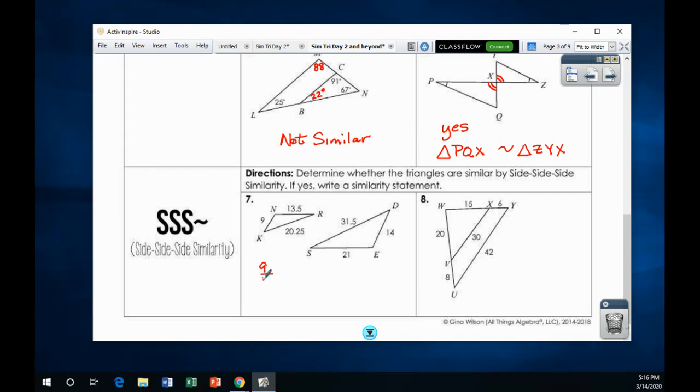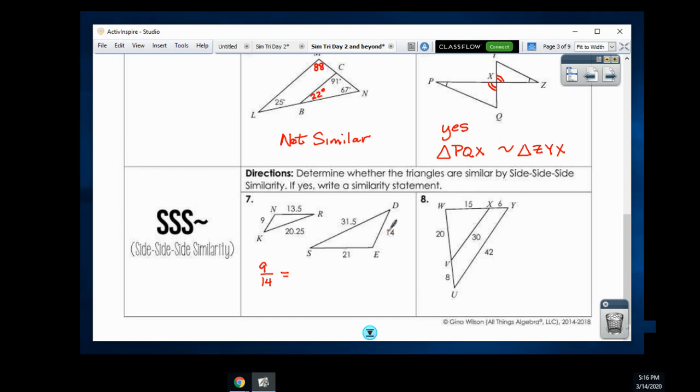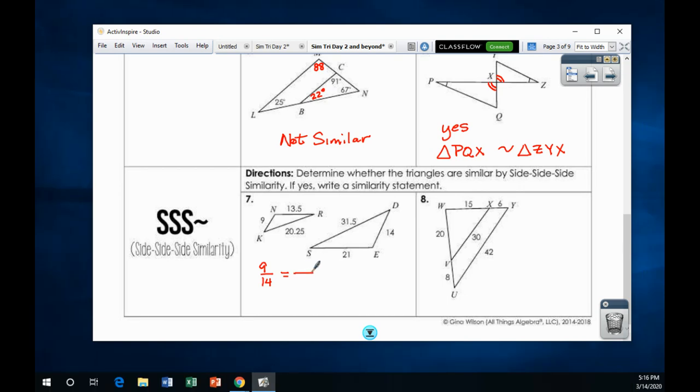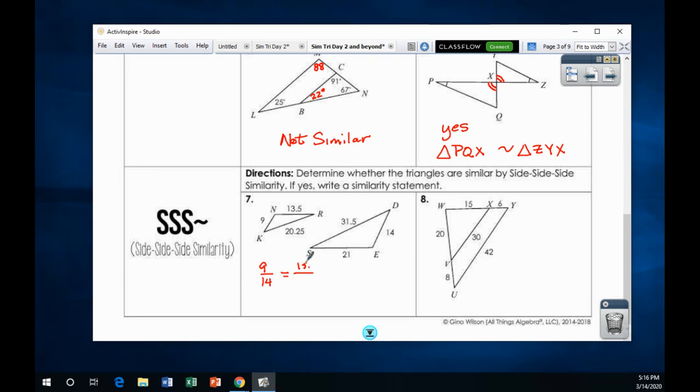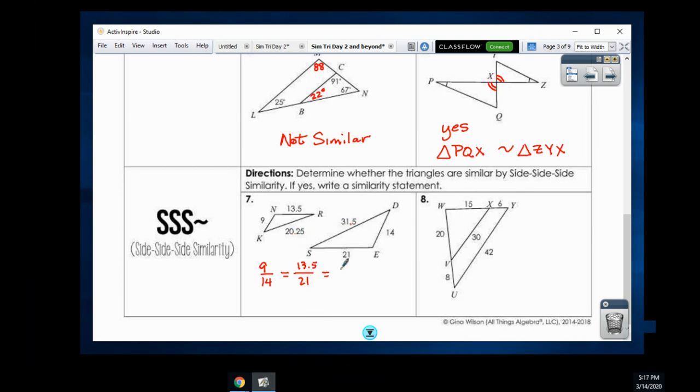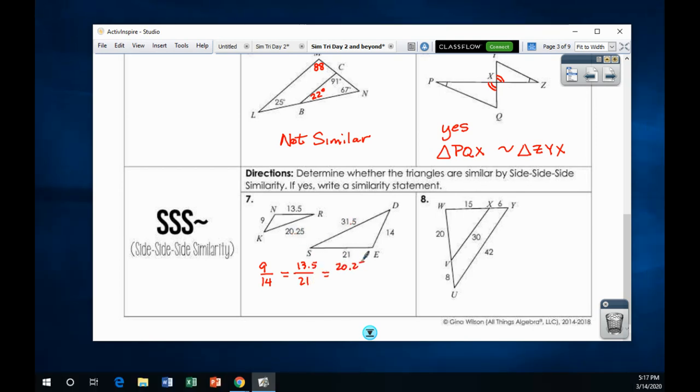So we want to compare 9 to 14, okay? And again, those two also are the shortest sides. So if you do short side to short side, the next longer side would be NR, that's 13.5 over 21, and then take the two longest sides, 20.25 over 31.5.